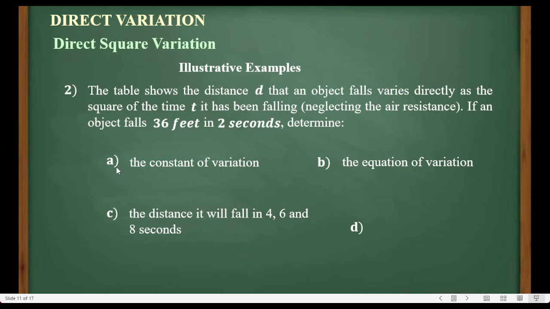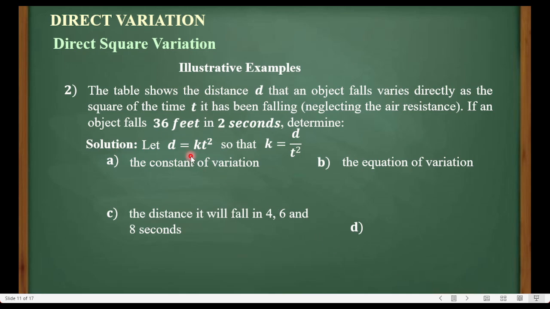So let us consider answering letter A, the constant of variation. First, we translate the statement. So let d is equal to k t squared, because right here, the distance d the object falls varies directly as the square of time. This is being translated into this equation using k. Now, using this translated equation, we can answer the following, beginning with A, the constant of variation.